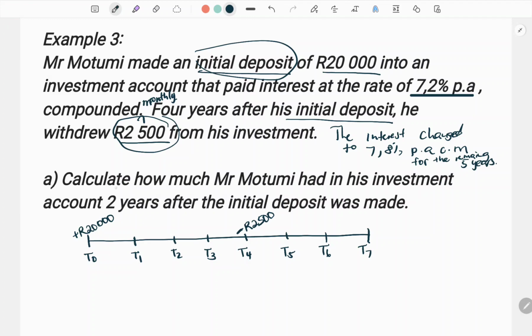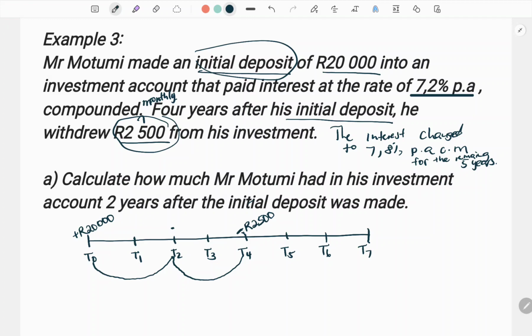Now, they say calculate how much Mr. Motumi had in his investment account after 2 years. Account 2 years after the initial deposit was made. So we're going to calculate using compound interest the value which will be here, and then also use this value to calculate the value which should be here. Then you subtract 2.5.